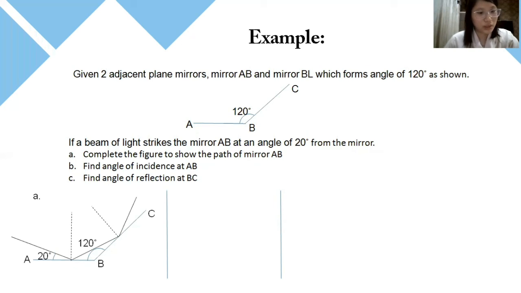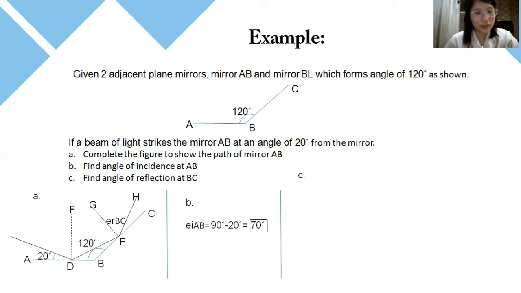Now for letter B, to find the angle of incidence at AB, we'll just have to subtract 20 degrees from 90 degrees, since the normal line here will be 90 degrees to the surface. So 90 minus 20, and we will now get 70 degrees as the answer.